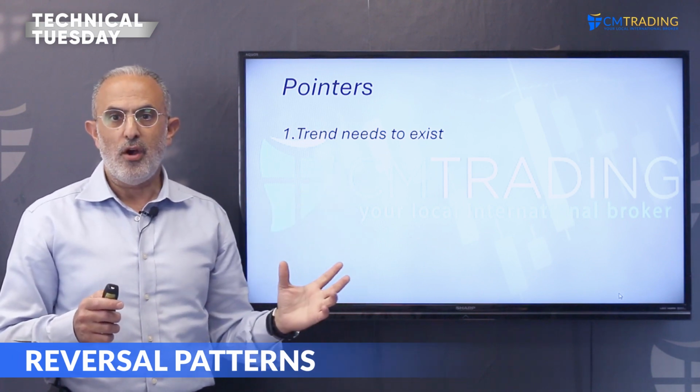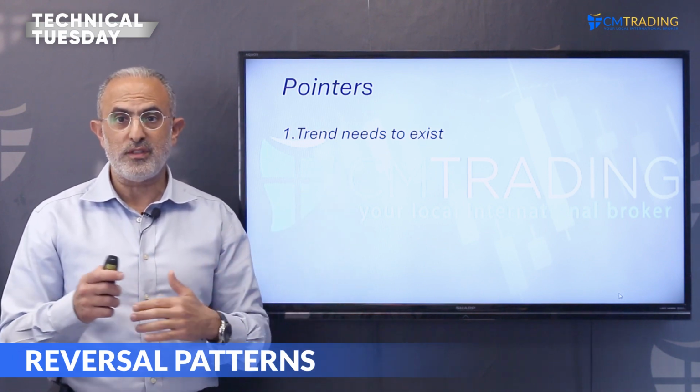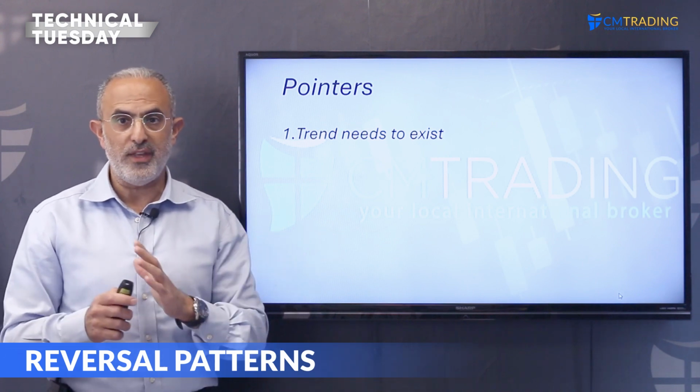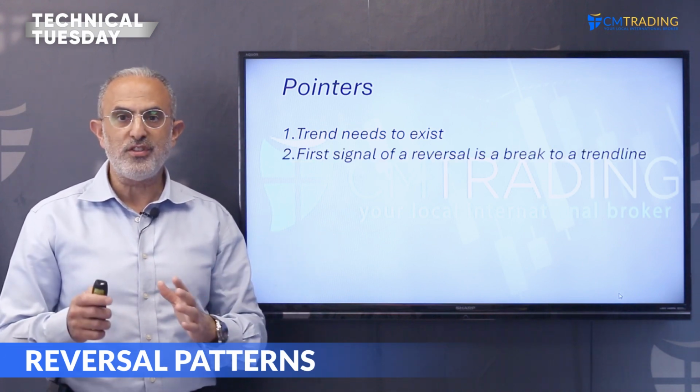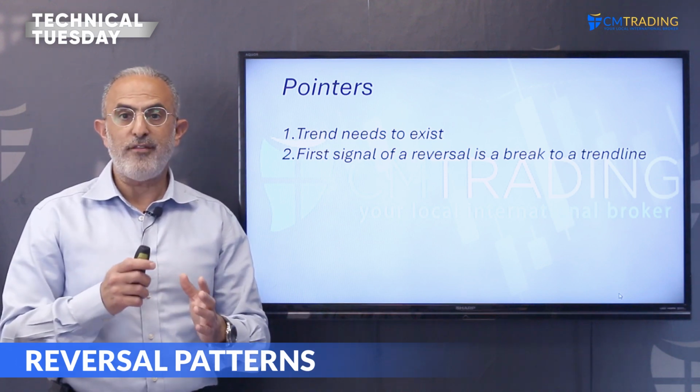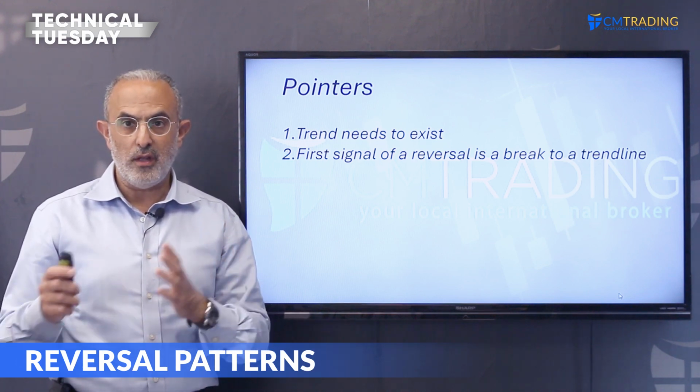All these points are either prerequisites or requisites as this trade is actually falling. So a trend needs to exist, number one, that's for sure. Number two, the first signal of a reversal is when you have a break in the trend line.